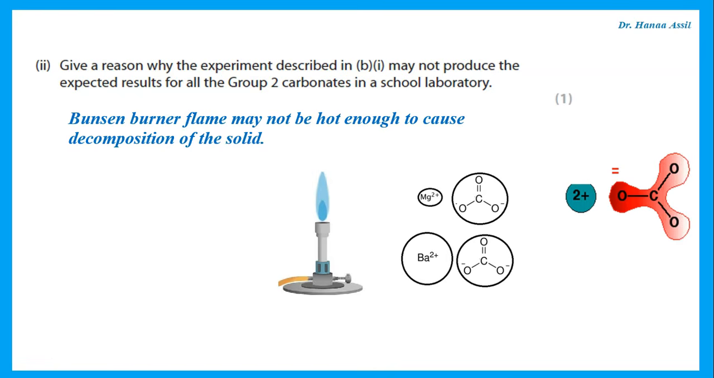And if we're asked why, you should remember that a small cation with high charge like magnesium has more polarizing ability, and therefore it distorts the cloud around the carbonate, breaking the C-O bond more easily.